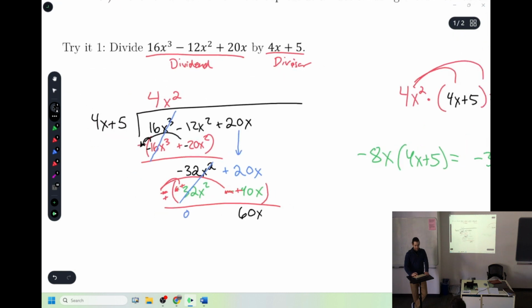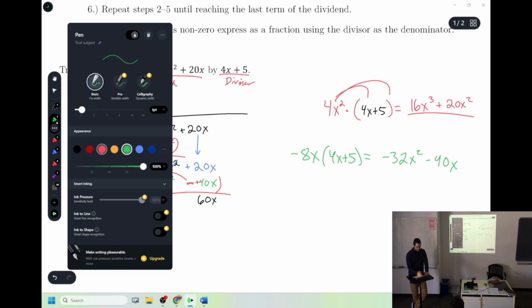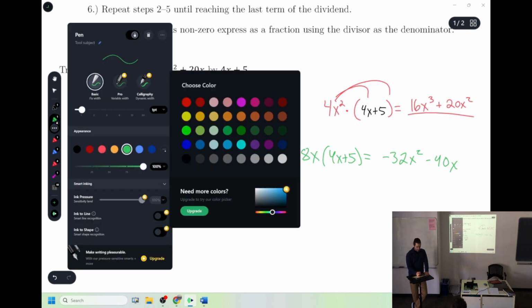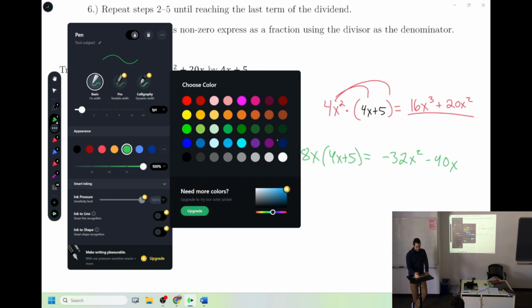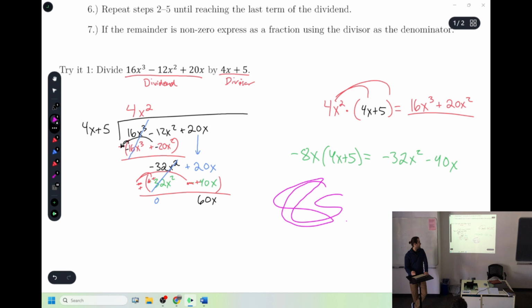I think we could do it one more time. Don't you? So I've got to get one more color. Oh, I'm out of colors. What the heck? Let's go pink. Pink too hard to see? That's fine.